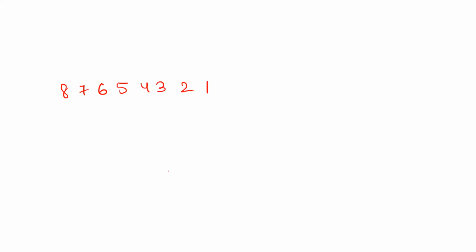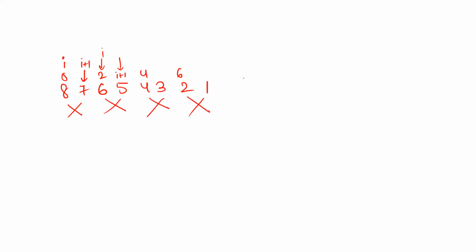Suppose the descending array looks like this. I am going to iterate through all the even indices, that is 0, 2, 4, 6. If this is pointing to I, I will swap it with I plus 1. If this is I, this is I plus 1, so they will be swapped. You can see this pair will also be swapped, and this one too.